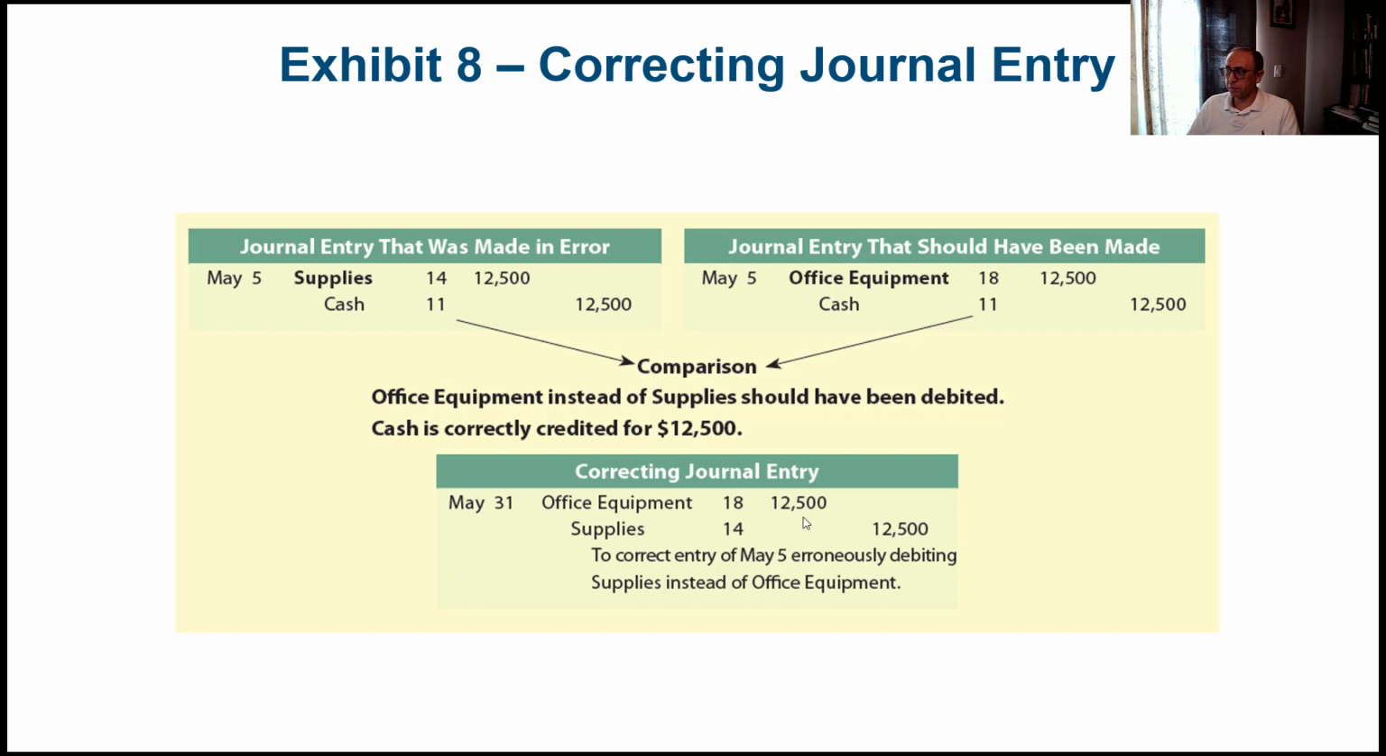So we debit office equipment for 12,500 and we credit supplies for 12,500, and we record just a brief memo saying to correct entry of May 5th, erroneously debiting supplies instead of office equipment. So this way we increase office equipment by 12,500 and we decrease supplies by 12,500.